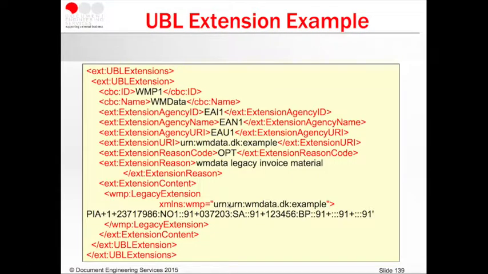And here's an example. This is actually an example taken from the Danish implementation of UBL to support additional legacy EDIFACT information that couldn't be provided in any other form and is necessary for some of the processing of documents. So it's legacy invoice material, that's why it's there. And you can see under the extension content, we have a thing that looks awfully like EDI message segments. So the extension can contain any content and any structure of any content.